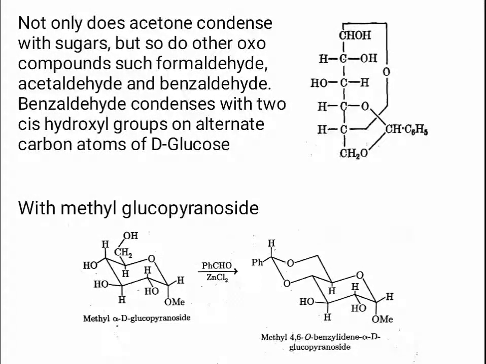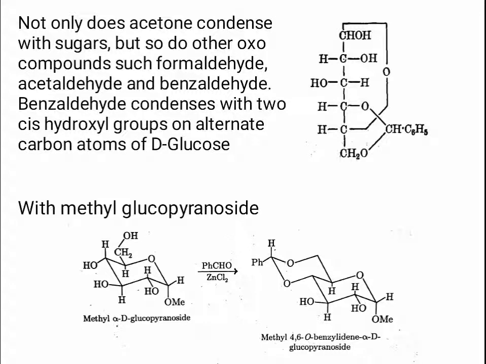Not only does acetone condense with sugars, but so do other oxo compounds such as formaldehyde, acetaldehyde, and benzaldehyde. Benzaldehyde condenses with two cis hydroxyl groups on alternate carbon atoms of D-glucose. You are taking D-glucose and adding benzaldehyde.